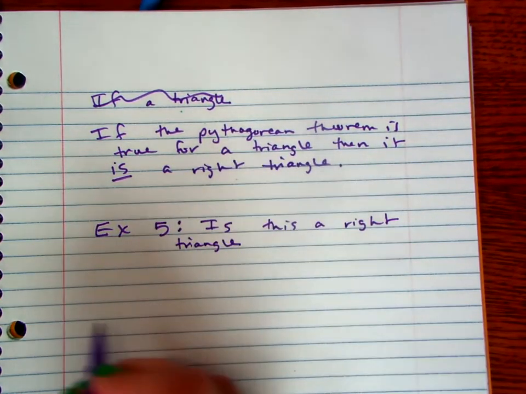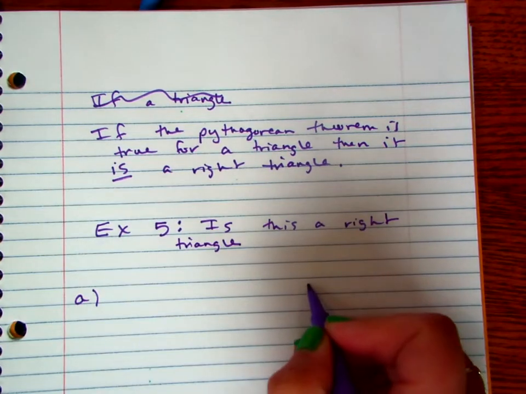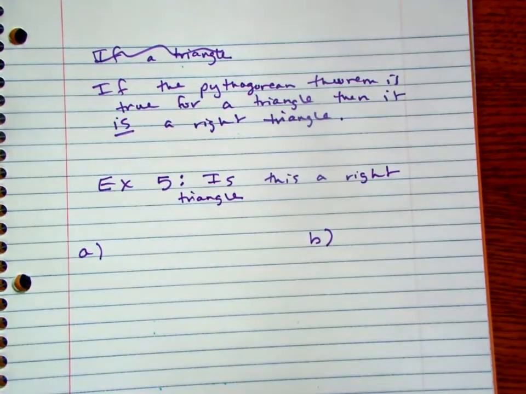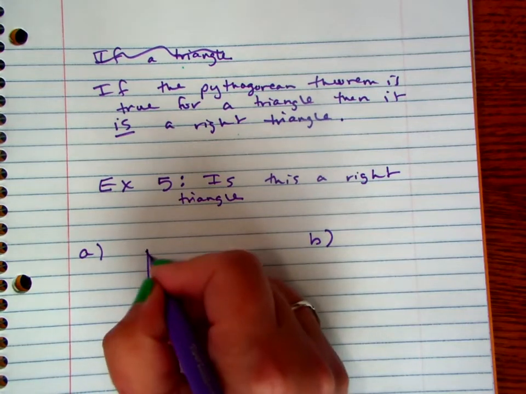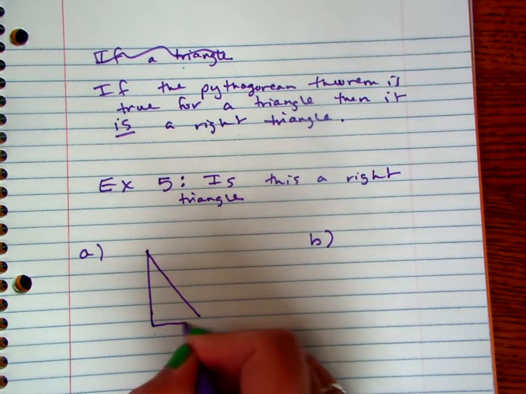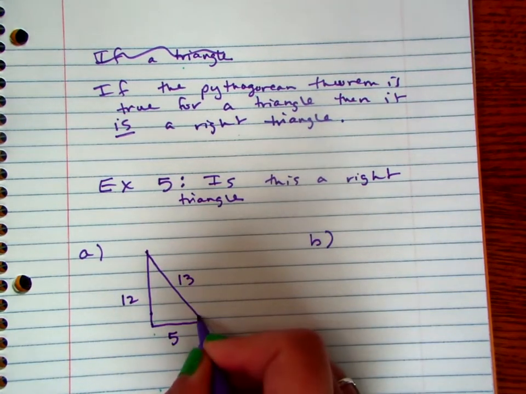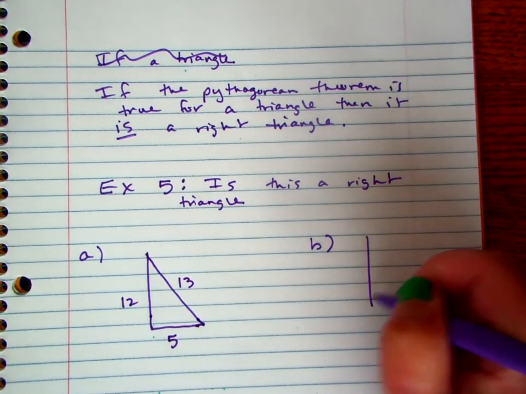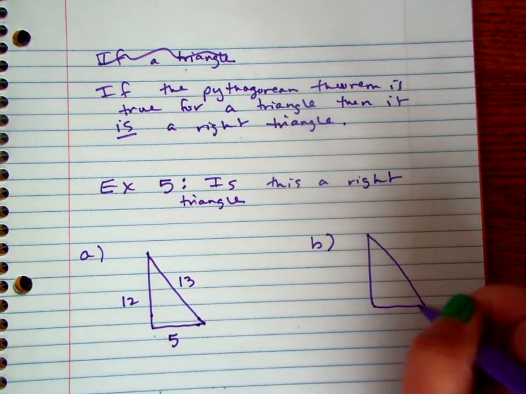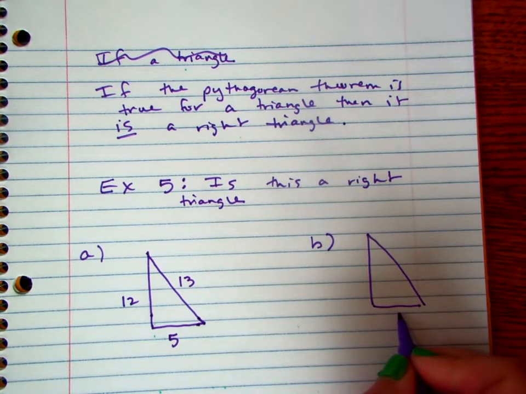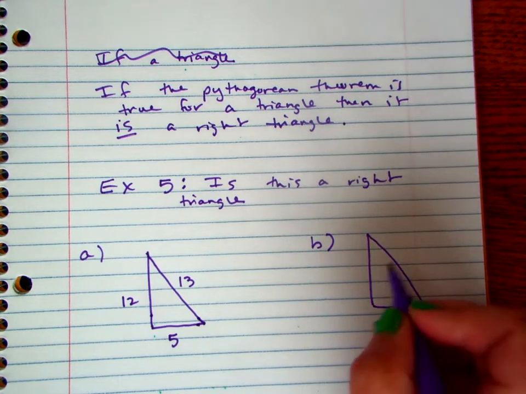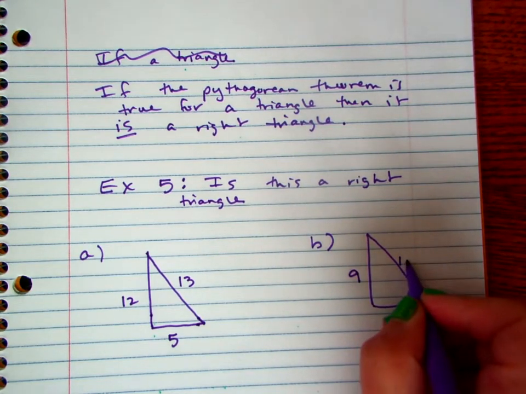So is this a right triangle? And we're going to do 2 examples of this. Okay, so for example 5, let's say that's 5, let's say that's 12, let's say that's 13. And then this other triangle, that's, let's say 8, let's say 9, and let's say 10.